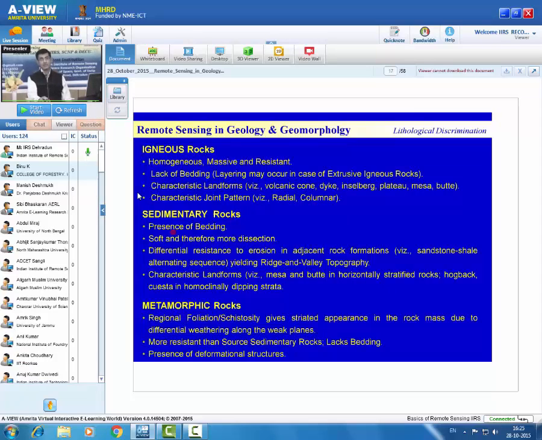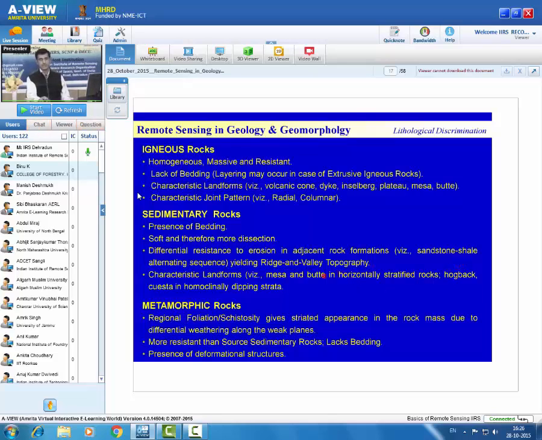But in case of sedimentary rocks, these are softer rocks, and their dissection is much more. And there is a presence of bedding, so layered structure is very, very important. And there is differential resistance because of the layered or bedding structure. Differential resistance means harder rocks can appear as a ridge, whereas the softer rocks can appear as a valley. So if you have a sandstone-shale alternating sequence in an area, the sandstone will develop a ridge, whereas the shale will develop a valley. So you will finally get a ridge-valley topography. And characteristic landforms are mesa and butte in case of horizontally stratified rocks, whereas hogback and cuesta in case of homoclinally dipping strata.